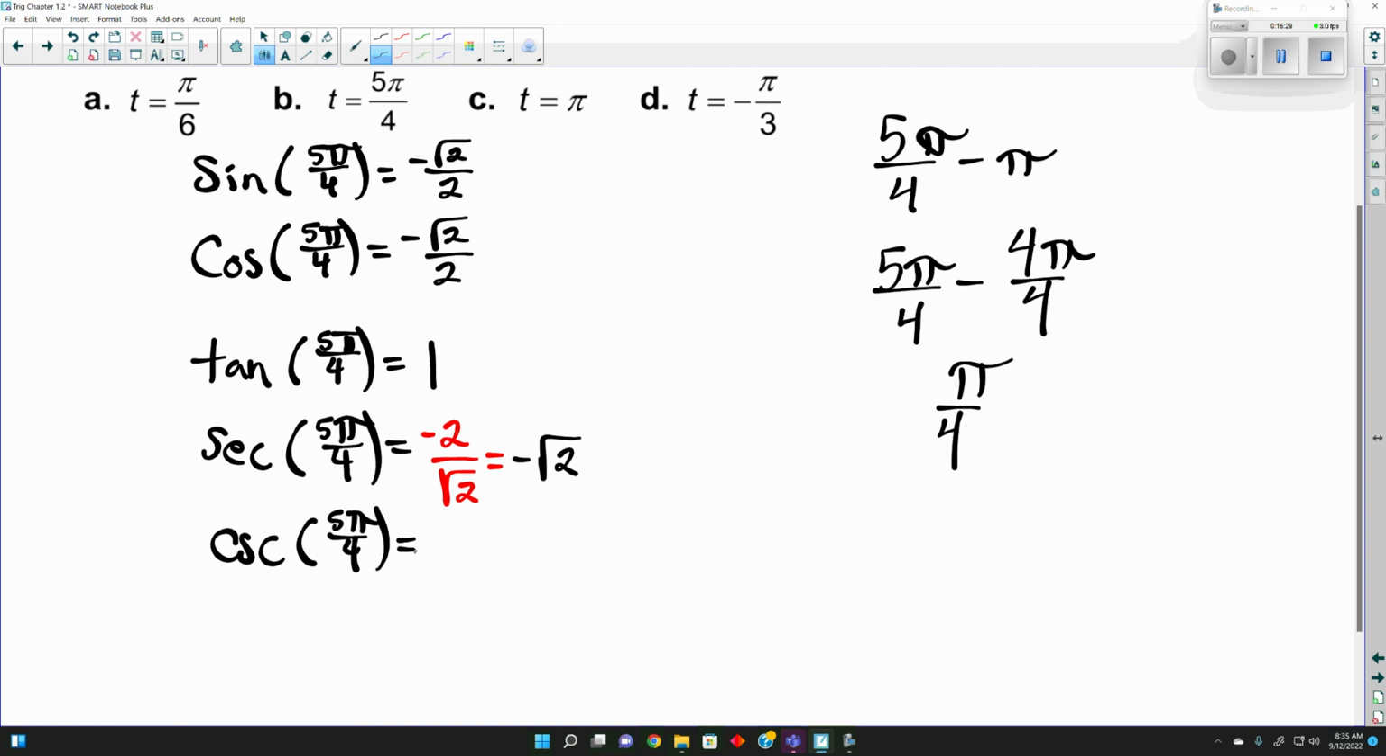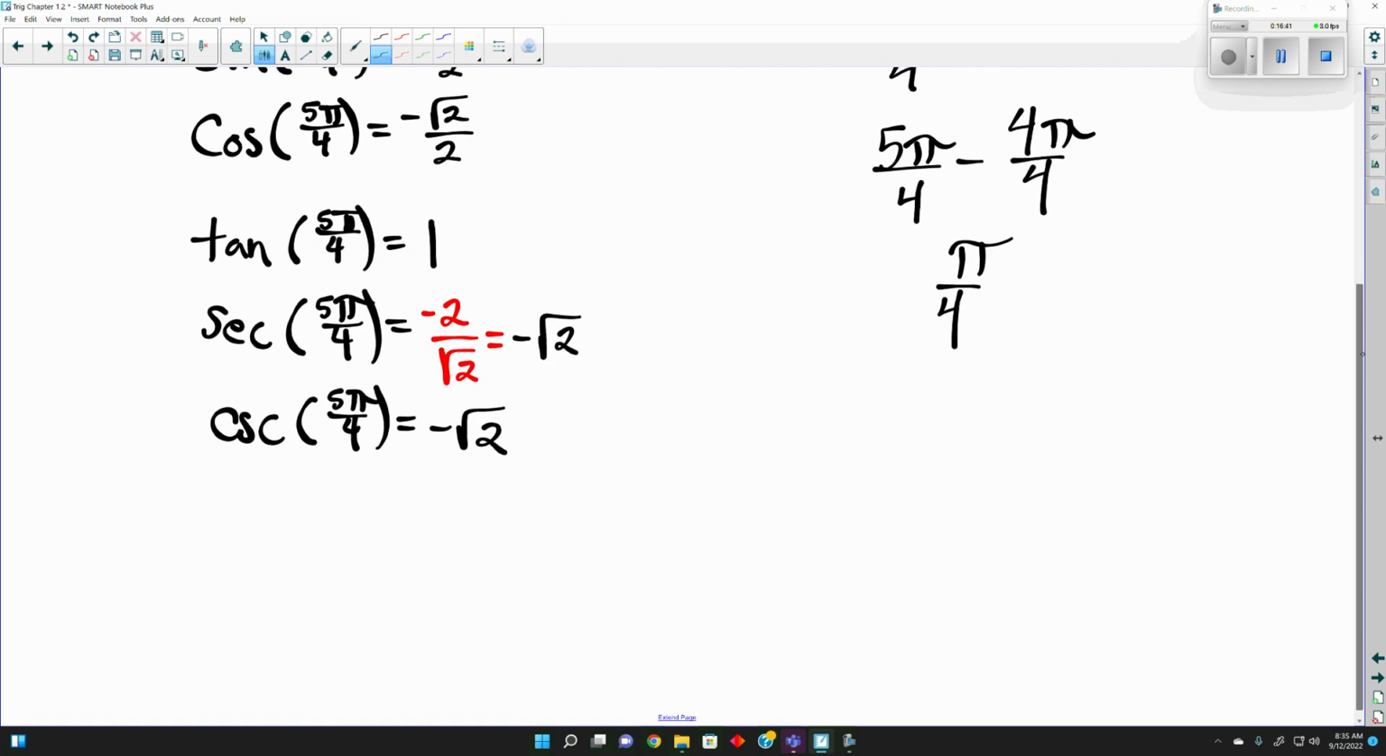So we found secant, cosecant. Well, what do we think it's going to be? Same thing, negative square root of 2. Because for this one here, incidentally, even if you flipped which one it was connected to, it didn't make that big of a difference because it worked out to be the same thing. And the last thing we're looking at is cotangent of 5 pi over 4. So we're flipping 1, which would be 1 over 1, which is just 1. And that's it.